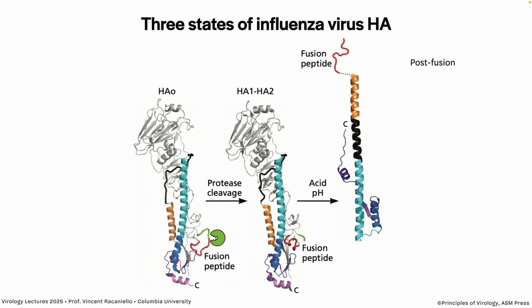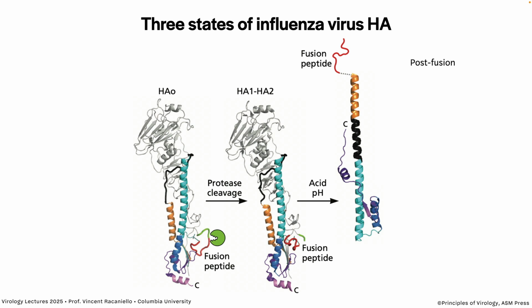So these are the three states of the HA. On the right is the post-fusion state. That's the extended state with the fusion peptide in the cell membrane and this part in the virus. This is the unfavorable part. The middle one is the favorable part, where the two alpha helices you see are folded over each other like a hairpin. The fusion peptide is hidden down here. So acid pH is needed to extend this and thrust it into the cell membrane.